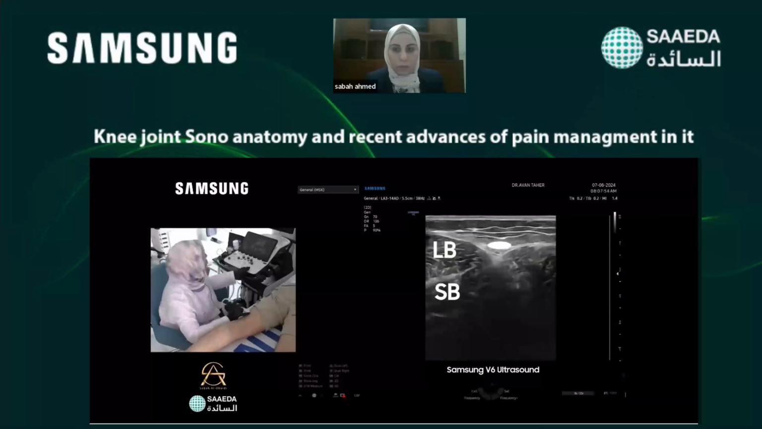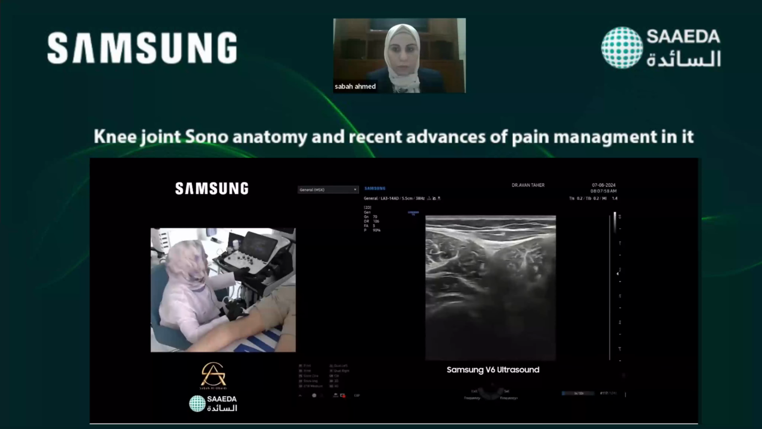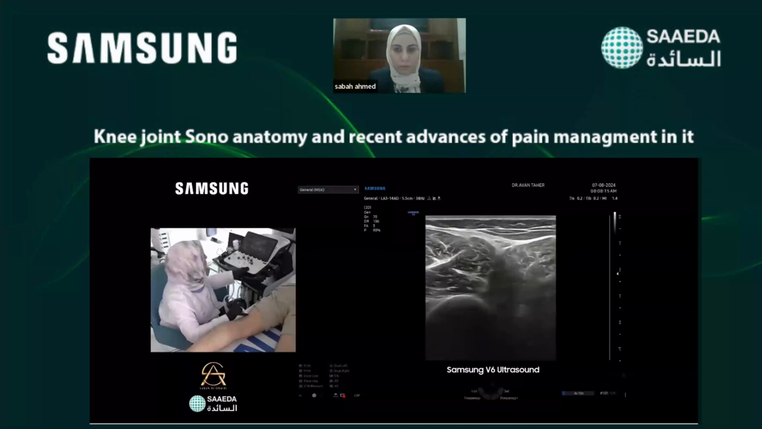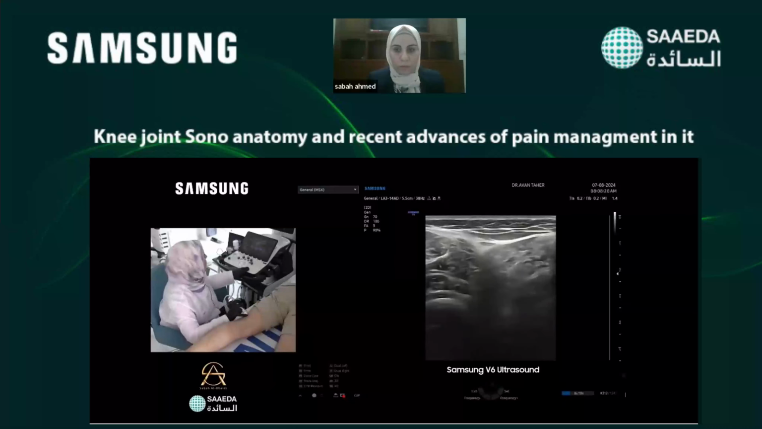If you continue downward, you see this nerve will be divided into two nerves: the common peroneal nerve laterally and the tibial nerve medially. If we continue to follow the common peroneal nerve, you see it goes to the superficial part to appear as the lateral sural cutaneous nerve.